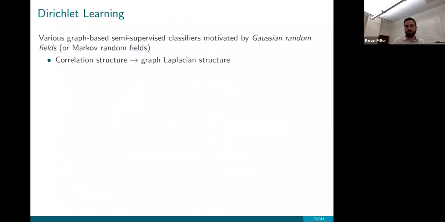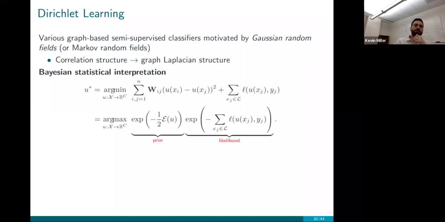So to motivate where I'm coming from, a lot of various graph-based semi-supervised classifiers were phrased from a probabilistic perspective as instances of Gaussian random fields or Markov random fields, wherein the correlation structure between the random variables is reflected in the structure of the graph Laplacian matrix. So then you can view the node function we're learning from the variational form as the MAP estimator of an underlying posterior distribution, a maximum a posteriori estimate of an underlying posterior distribution.